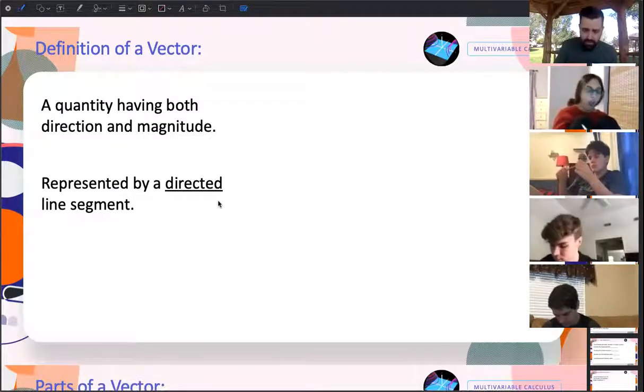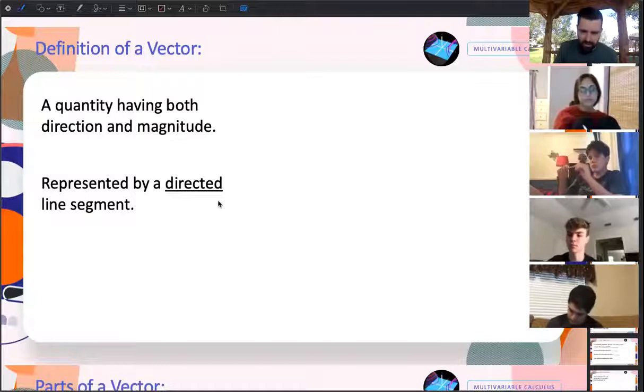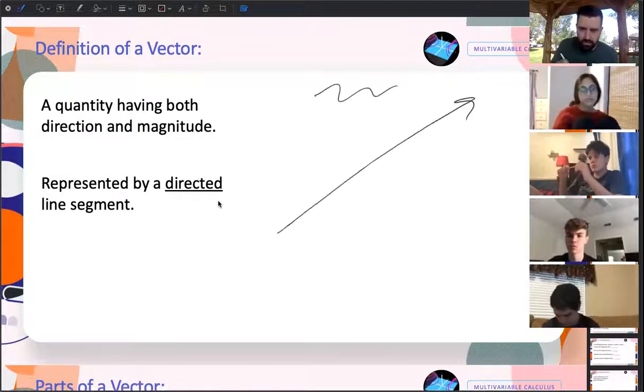And is it appearing? Oh no, it's not gonna appear. Did anything appear on your screen, like drawing? Oh, there it is. Okay, a directed line segment.